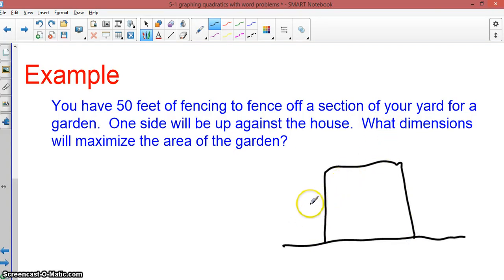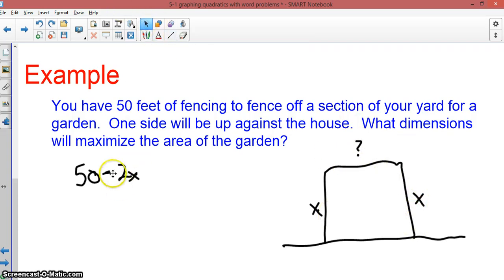If this is X and this is X, then X plus X plus this has got to be 50, right? So 2x has to be taken away from 50, because we have 50 feet total. So this right here, 1, 2, 3, these sides have to make 50 feet. All right, so you take the 50 minus 2x, which tells you that it's got to be right here.